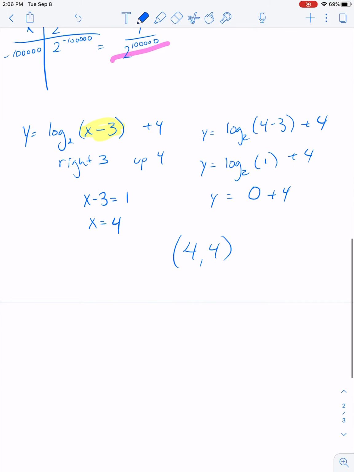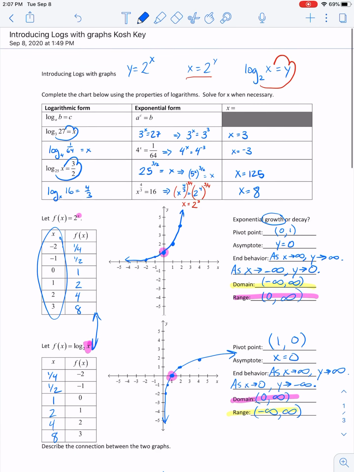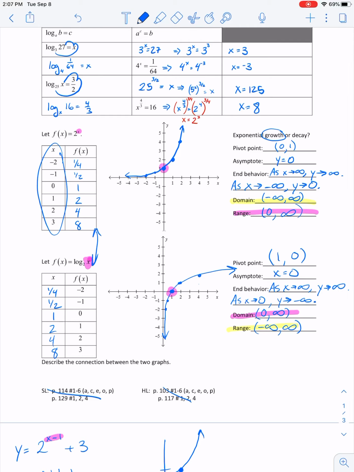Okay, we'll talk more about transformations as we keep going, but I just wanted to show you how we get the idea of that pivot point, and show you the connection between exponential graphs and logarithmic graphs. Go practice. Let me know if you have any questions.